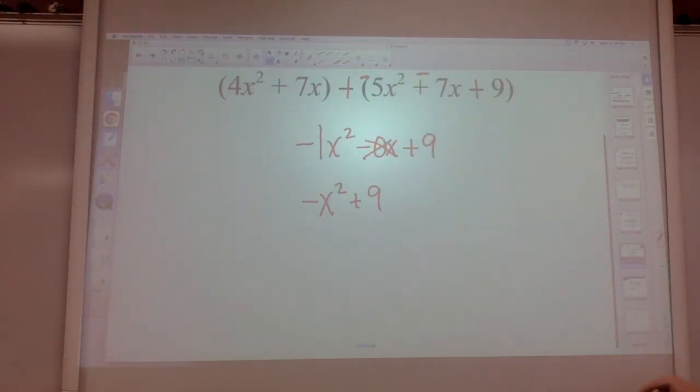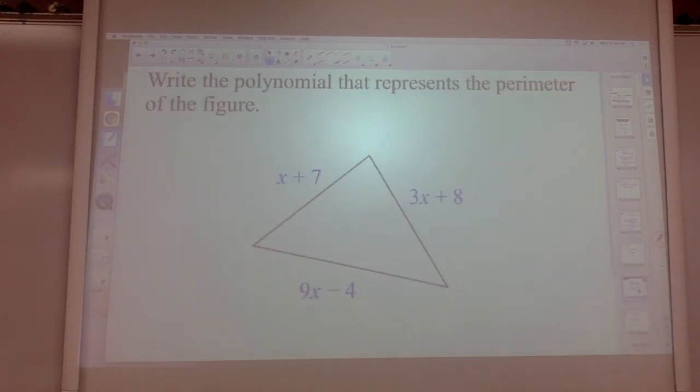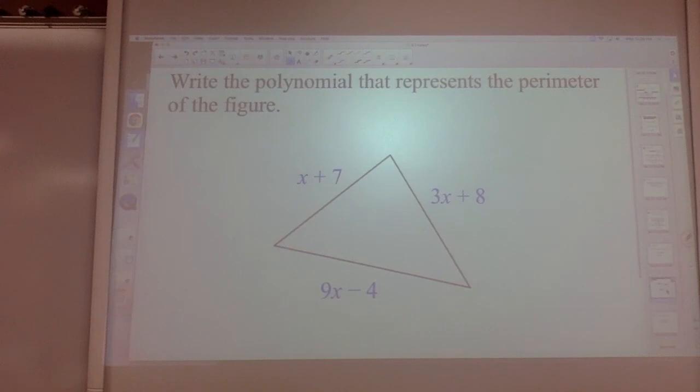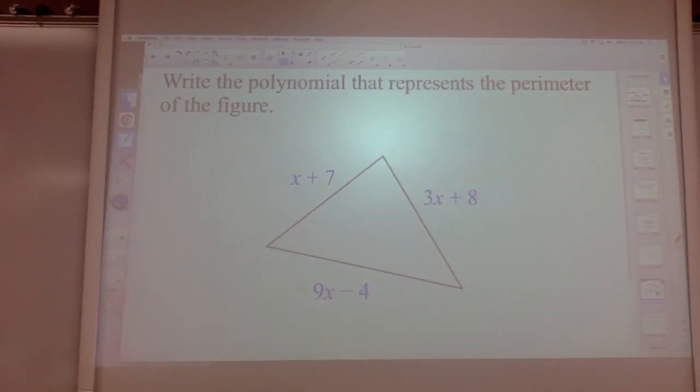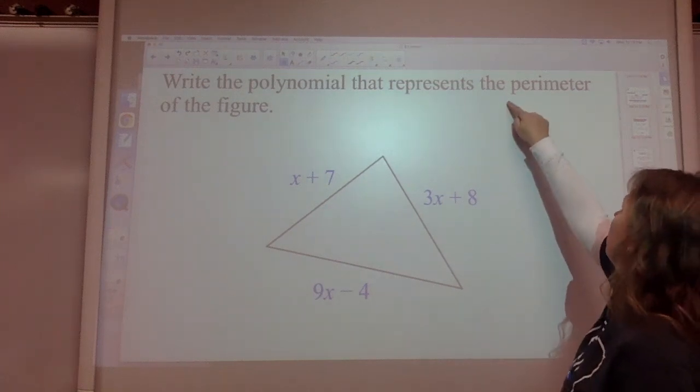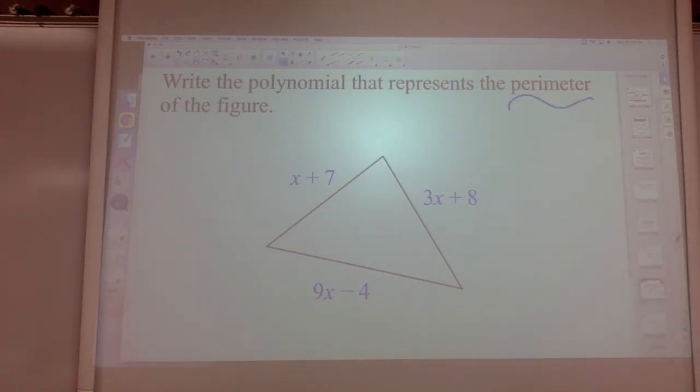All right, let's finish up. That's your subtraction. What if they gave you a word problem? They would give you a word problem, or in this case, a geometry problem, because it's directly related to what it is you're learning in adding and subtracting polynomials. It says, write the polynomial that represents the perimeter of the figure. If you remember perimeter, it means the distance all the way around.